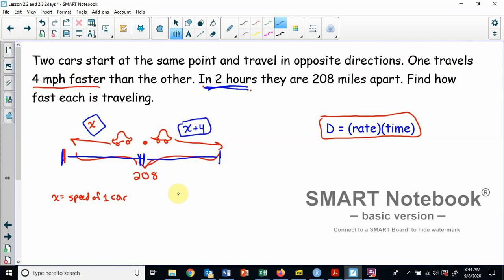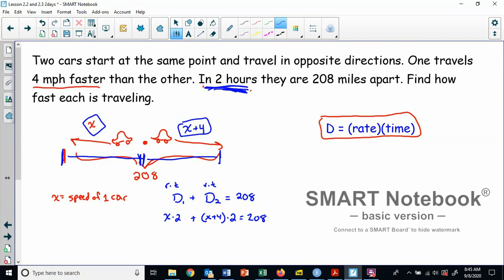So let's see. That means if I could just add their two distances together, let's call them distance 1 and distance 2, they need to add up to 208. A distance, remember, is just a rate times a time. And I happen to know the rate and the time. So the rate for the first one is x, and the time is 2. A rate times the time. The rate for this one is x plus 4. We'll put it in parentheses. And the time is also 2, because they both went 2 hours, for a total of 208.